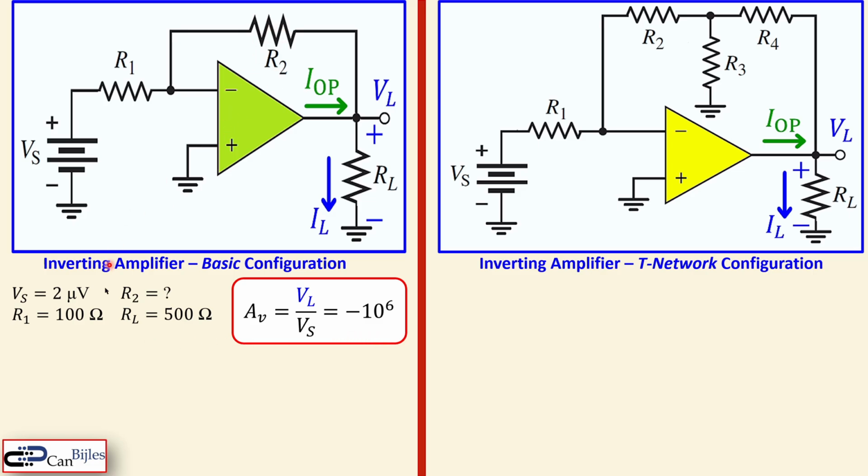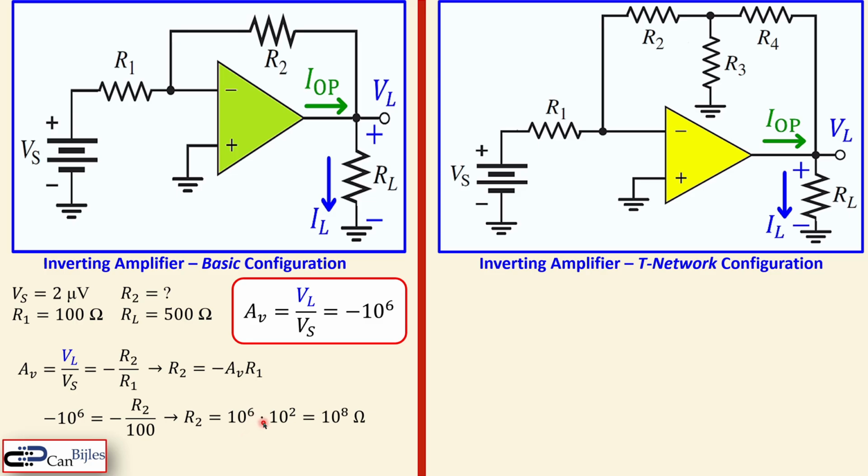Now, we know the expression for the voltage gain for this circuit, which is minus R2 over R1. If I substitute the values for the gain and R1, I have R2 equal to minus the gain times R1. That means 10 to the power 6 times 10 to the power 2 will give you 10 to the power 8 ohms, or R2 must be 100 mega ohms. That's quite large. It could be the case that this is not practical. So this is probably in most cases a problem, and also when looking at noise analysis, for example, it is not really handy to have a really large value.